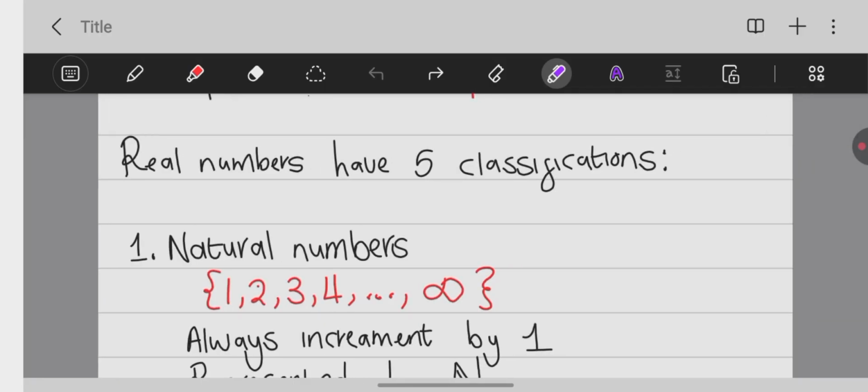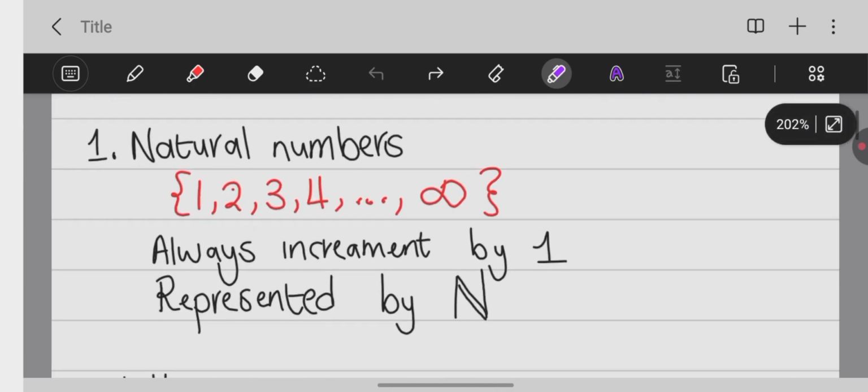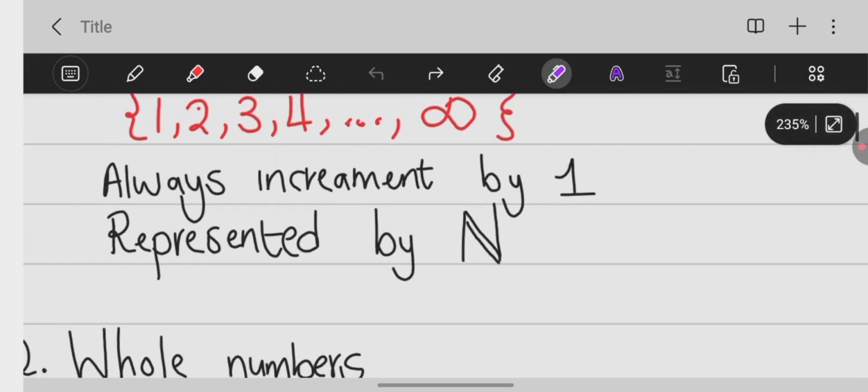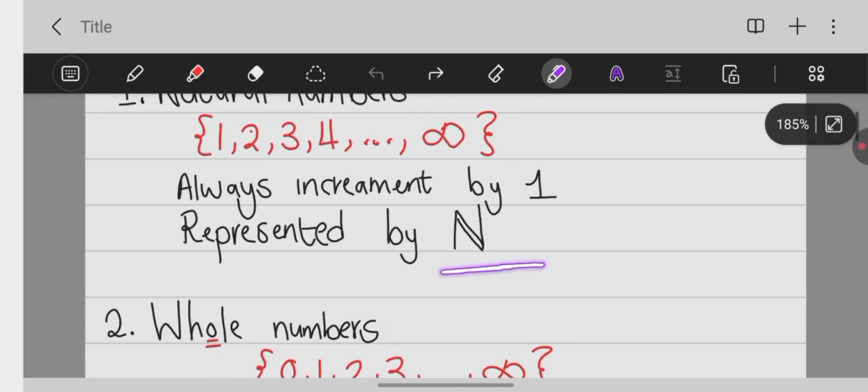Namely, you have your natural numbers, whole numbers, integers, rational numbers, and irrational numbers, and I think I've listed all of them. So basically with natural numbers, it's numbers that start from 1 up to infinity, or you can say a set of numbers that start from 1 up to infinity and always increment by 1. And I represent it with this symbol. So this symbol basically represents the set of natural numbers.